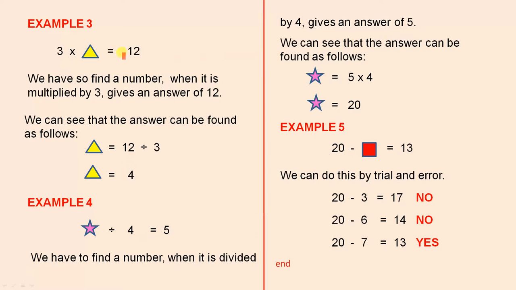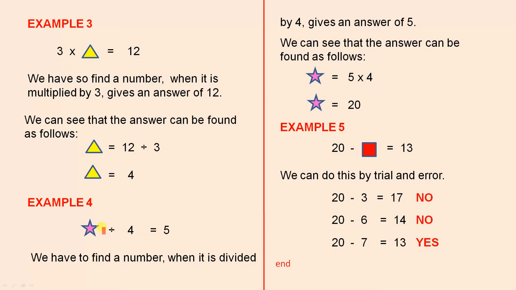Example 3, 3 times the triangle equals 12. We have to find a number when it is multiplied by 3 gives an answer of 12. We can see that the answer can be found as follows. The triangle equals 12 divided by 3, so the triangle is 4. If the triangle is 4, 3 fours are 12.